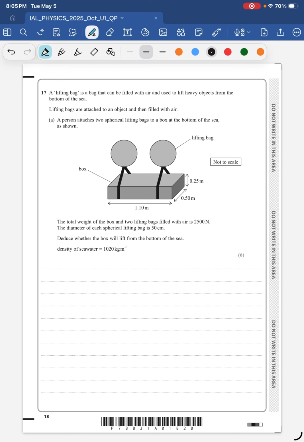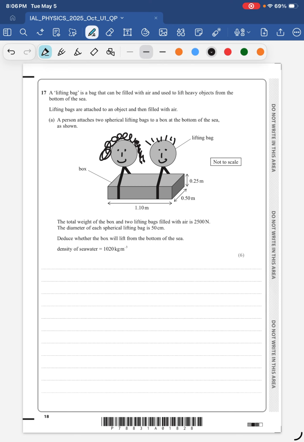Not to scale. We see the lifting bags. So they look like humans, so we can make them smiley faces. So a boy and maybe a girl. So something like this. The total weight of the box and two lifting bags filled with air is 2,500 newtons. The diameter of each spherical lifting bag is 50 centimeters. Deduce whether the box will lift from the bottom of the sea, and they give us the density of seawater.